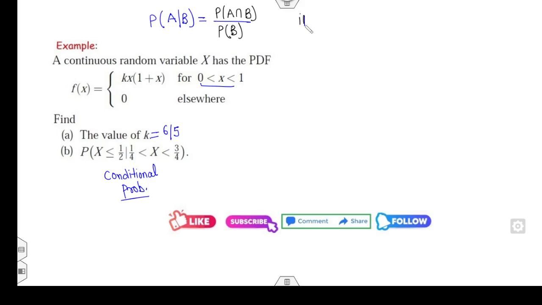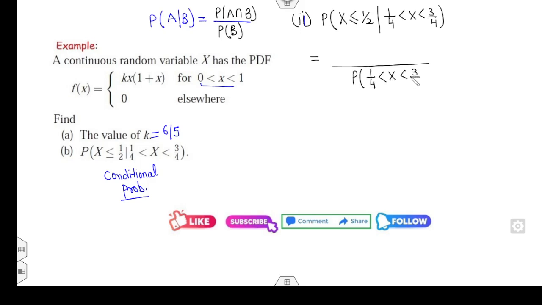Now, if you look at the second part, the probability x less than or equal to half given 1 over 4 less than x less than 3 over 4. So how can you write that? It's very simple. Look at that. The denominator part is 1 over 4 less than x less than 3 by 4. Is it fine? Now you have to find the numerator part. Look at that. The value of x is 0 to 1. This is the rough part.